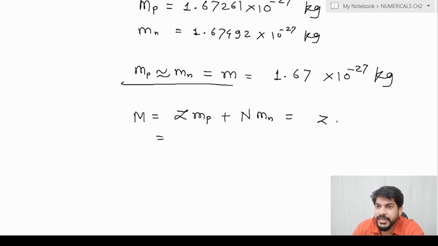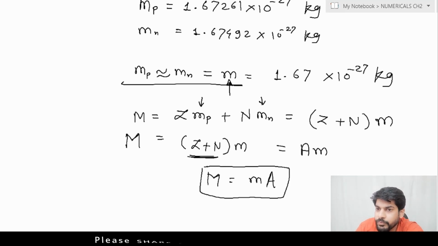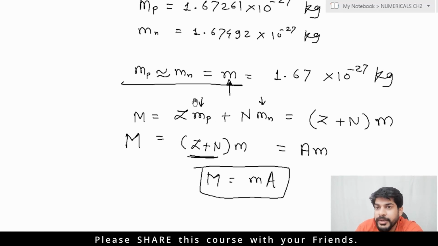Over here I said that Mp and Mn are nearly equal, so we can write Z plus N, with m common, as we have indicated this by small m. We just write it outside the bracket as a common factor. So the total mass of any nucleus is Z plus N times m. Now what is Z plus N? Nothing but A, isn't it? It is A times m. That means total mass is equal to m times A, for any nuclei.